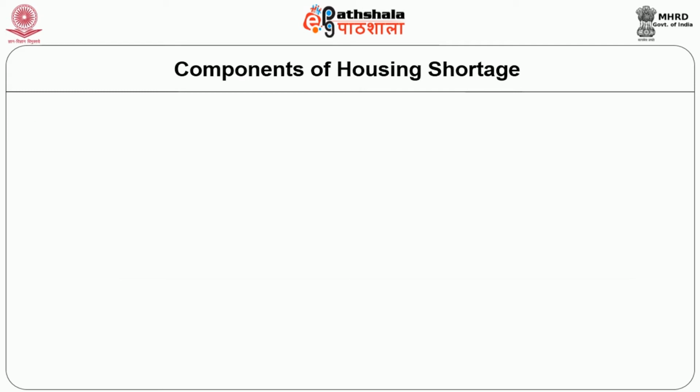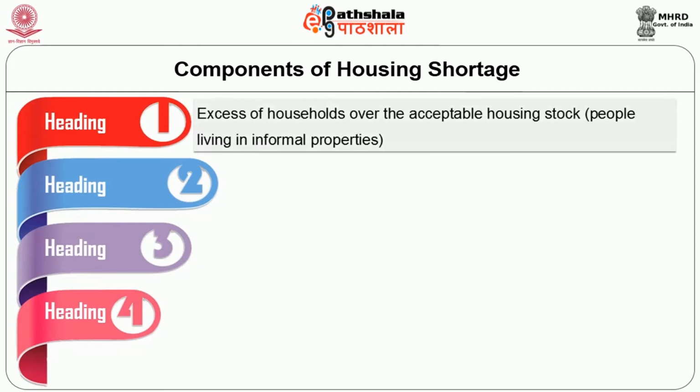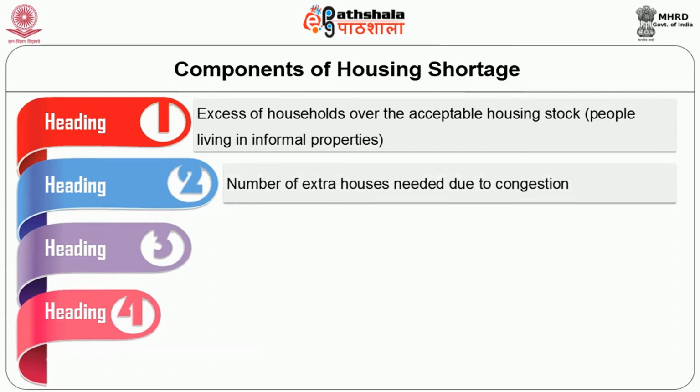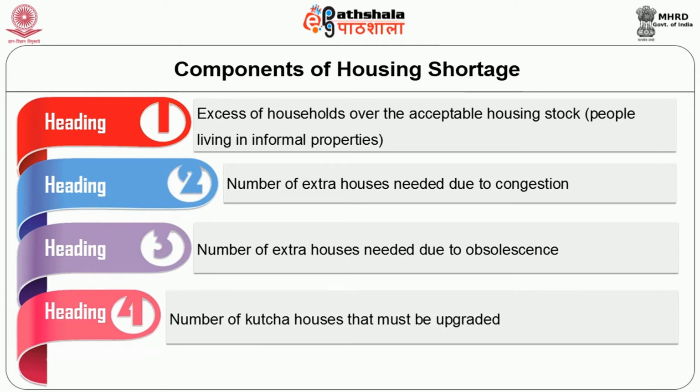Let us see what the technical group on urban housing shortage formulated for the 12th five-year plan, that is between 2012 to 17, has to say. They had defined housing shortage based on an analysis of 4 important components: excess of households over the acceptable housing stock, that is people living in informal properties, number of extra houses needed due to congestion, number of extra houses needed due to obsolescence, and number of kacha houses that must be upgraded.